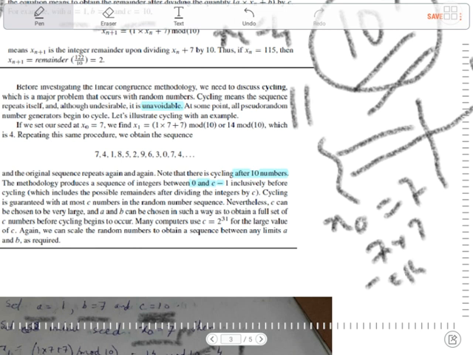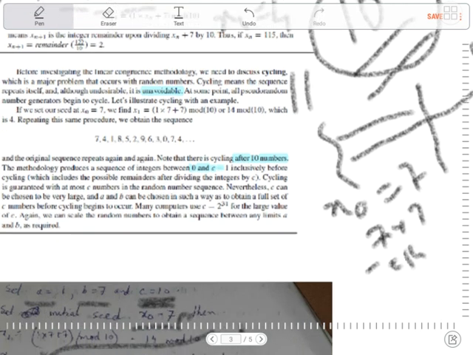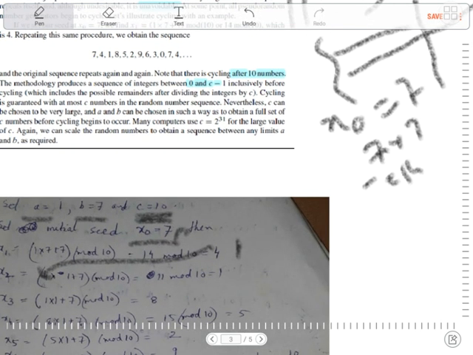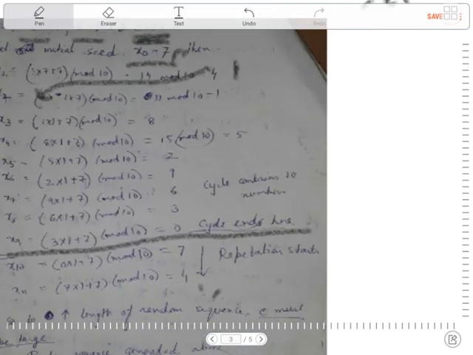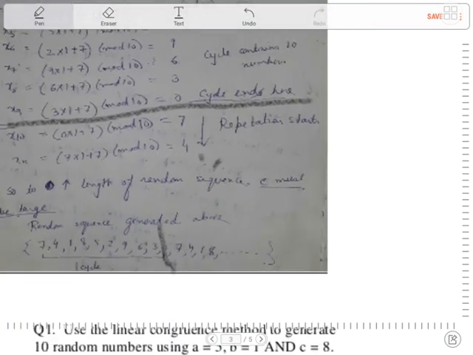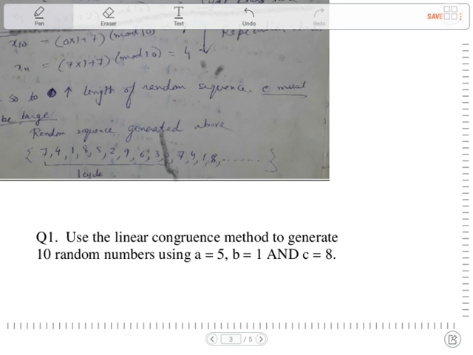Now we will see how we use it later. Let us do one problem related to it. Suppose use the linear congruence method to generate 10 random numbers using a equals 5, b equals 1 and c equals 8. So the parameters are provided. Initial seed is your choice.